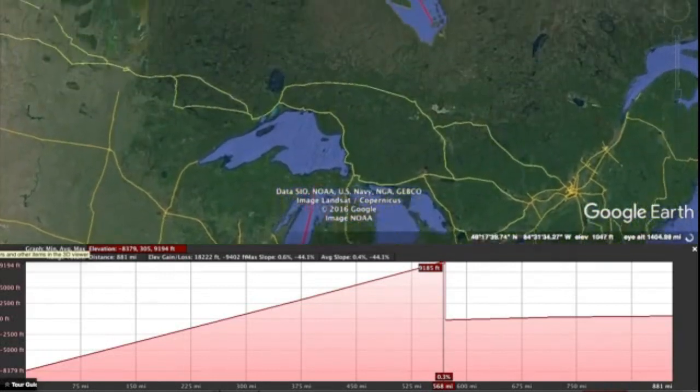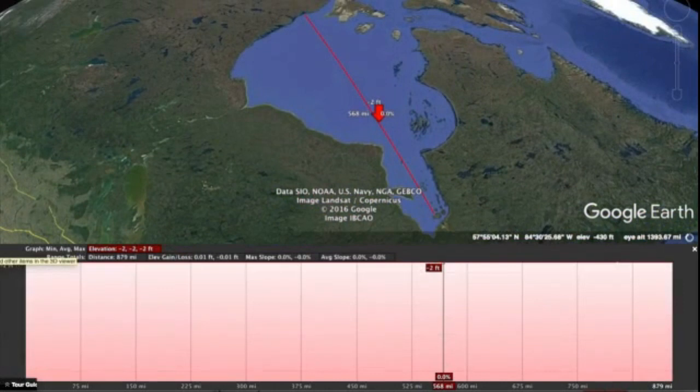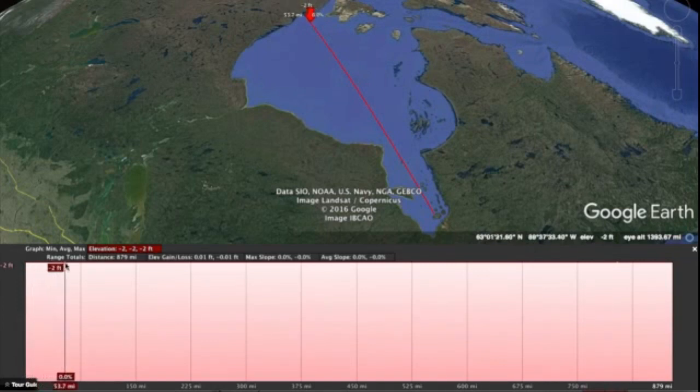Relatively a large undisturbed body of water. And you'll see here from the westernmost side, it shows an elevation of -2 feet below sea level, and it's level for a distance of over 879 miles.